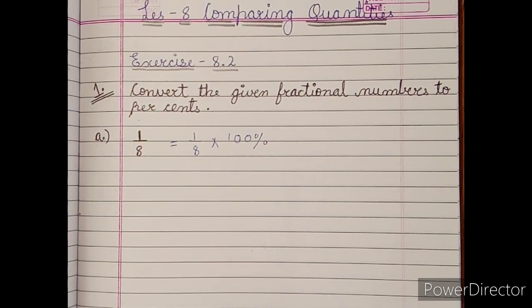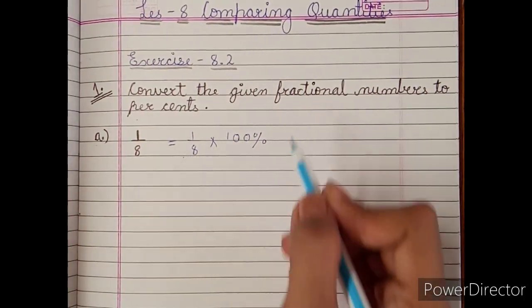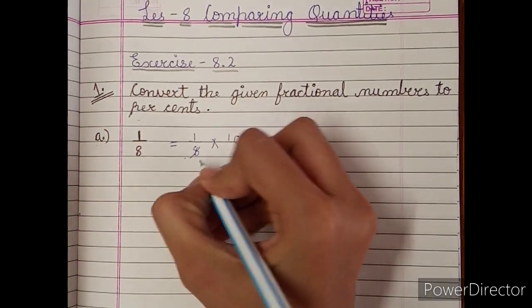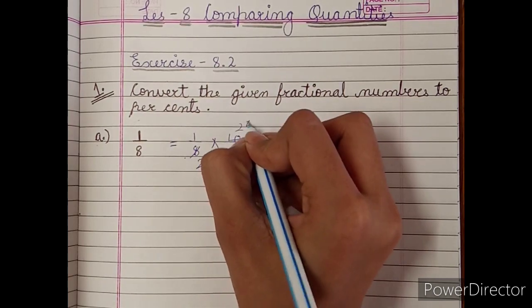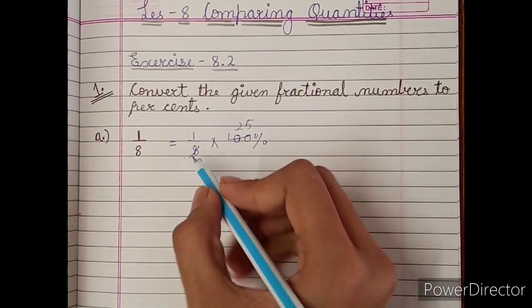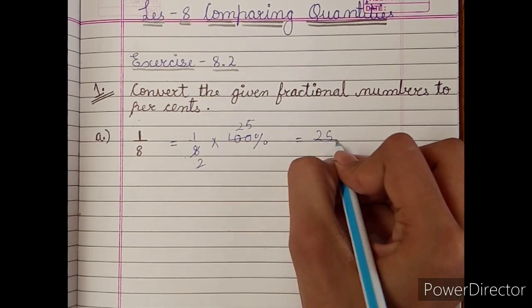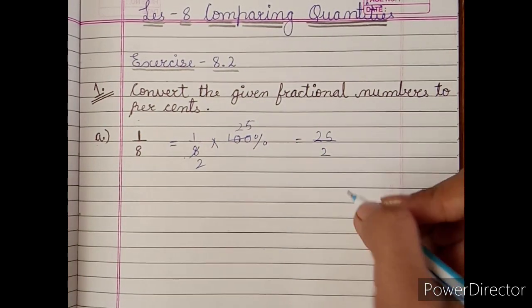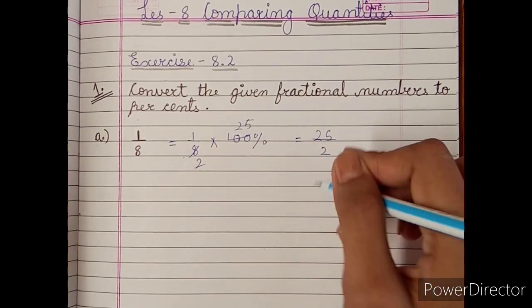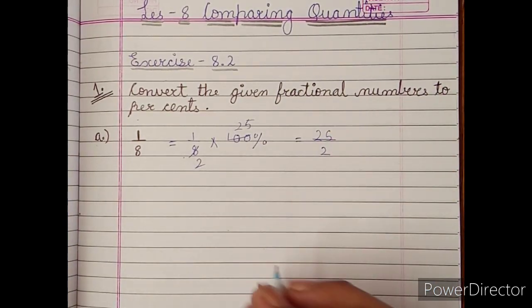So 8 and 100 are getting cut. We'll cut them with 4. 4 twos are 8 and 4 25s are 100. So we will write 25 upon 2. Now we have to divide this 25 and 2. So we will divide it.